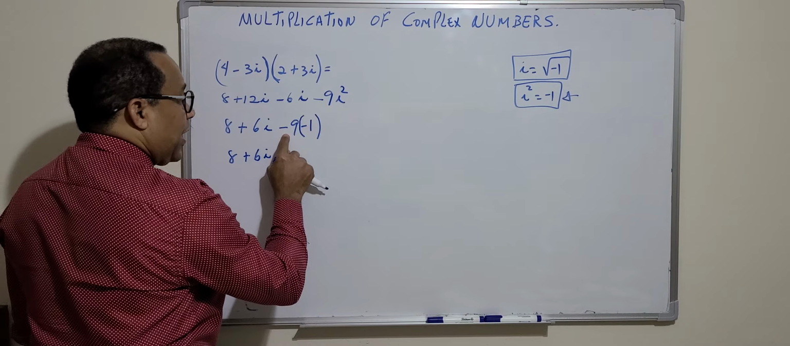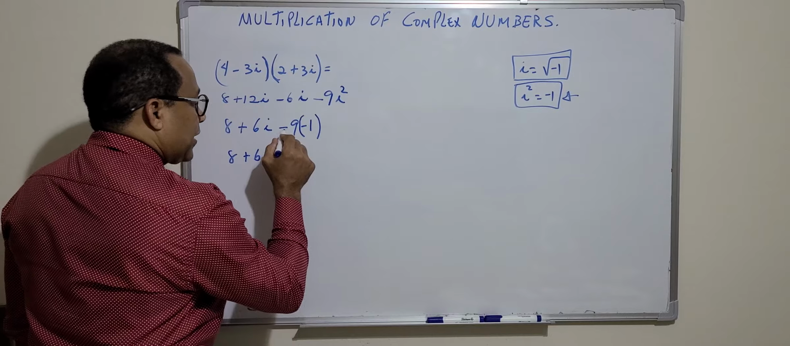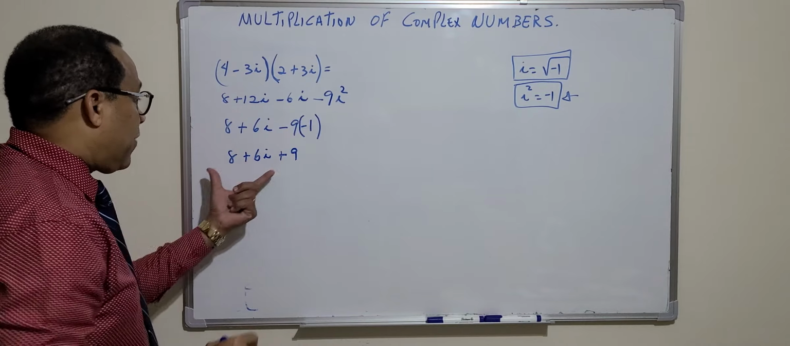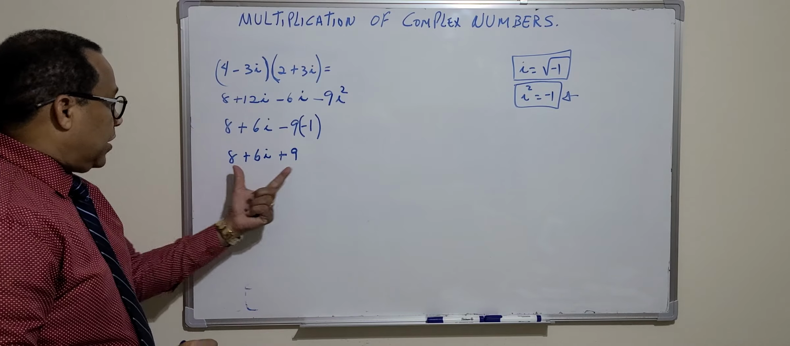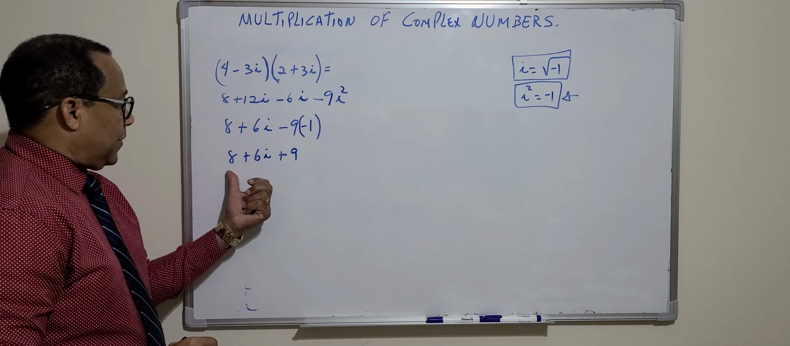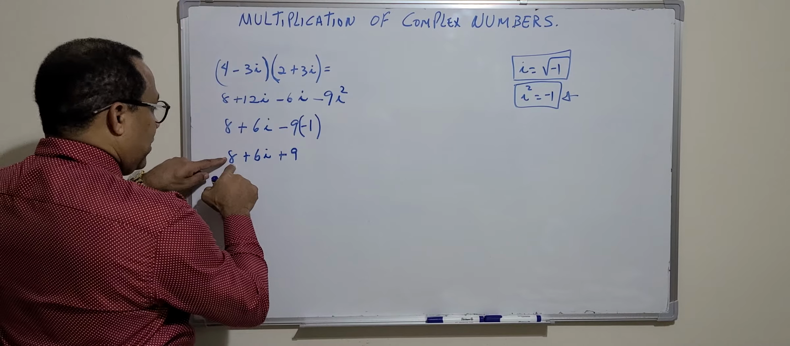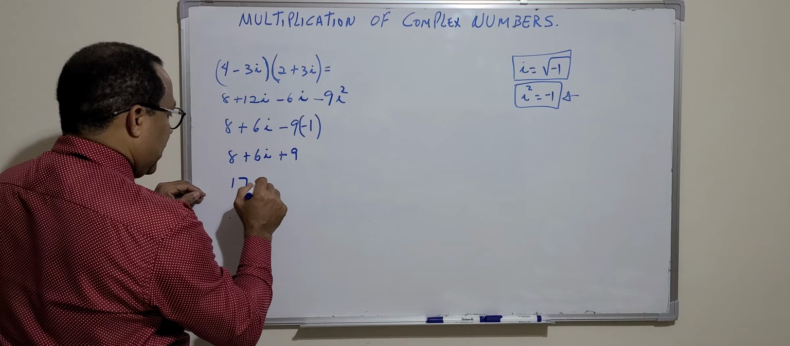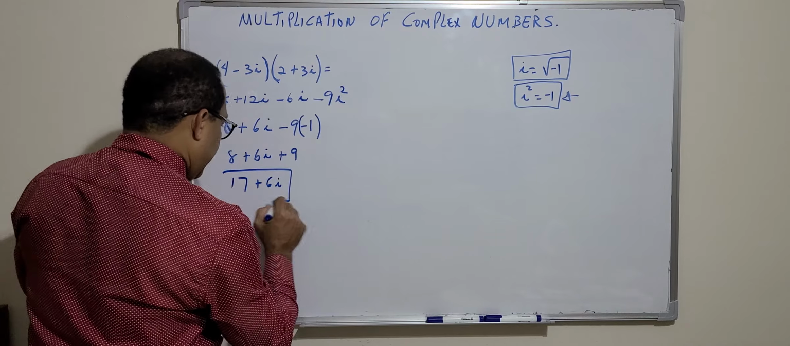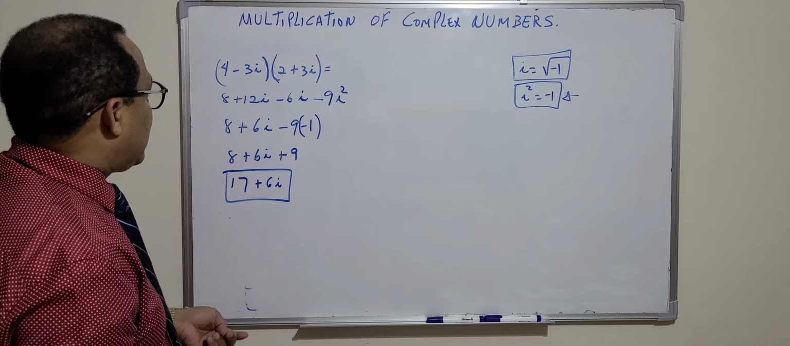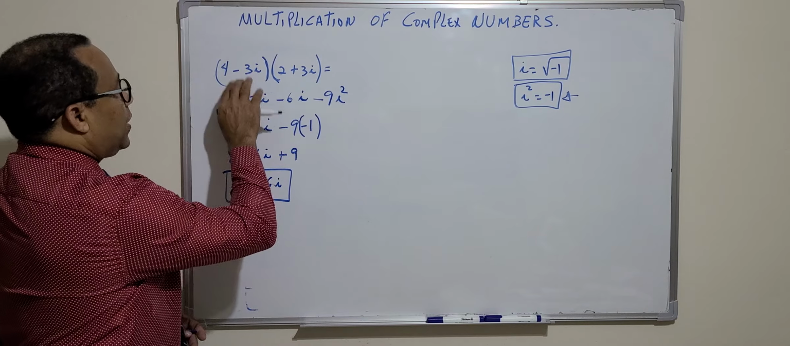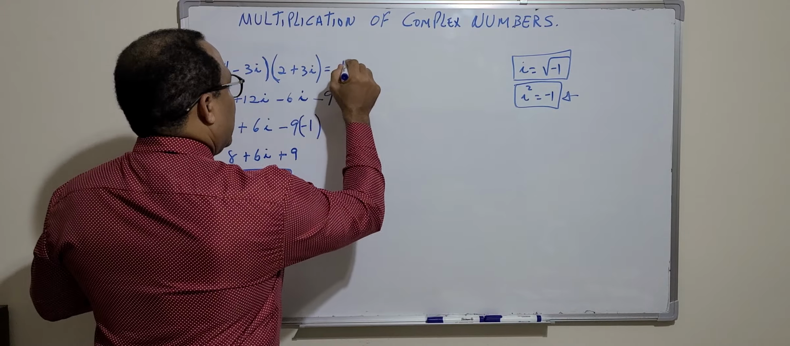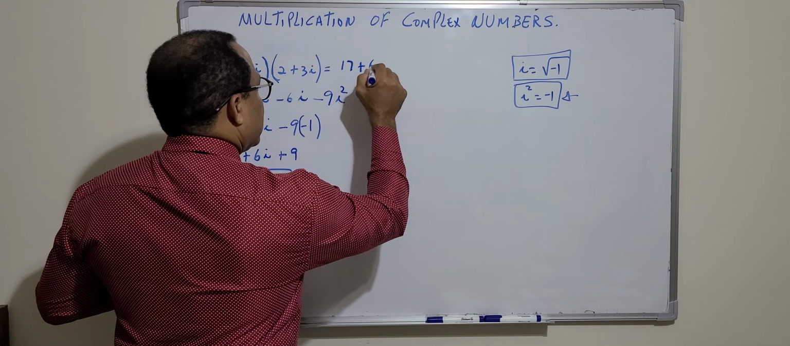It says -9 times -1. Negative times negative is positive, and 9 times 1 is 9. Do I have any other like terms? I do. These two, 8 and 9. So 8 plus 9 is 17. And then bring down the positive 6i. And this is the result of the multiplication of 4 minus 3i times 2 plus 3i. The result will be 17 plus 6i.